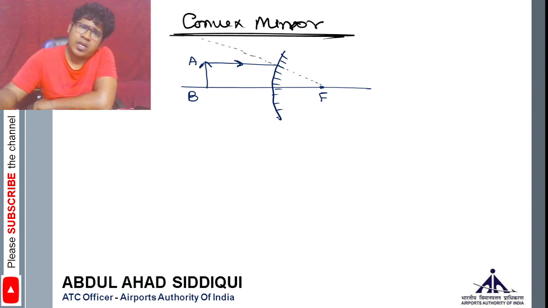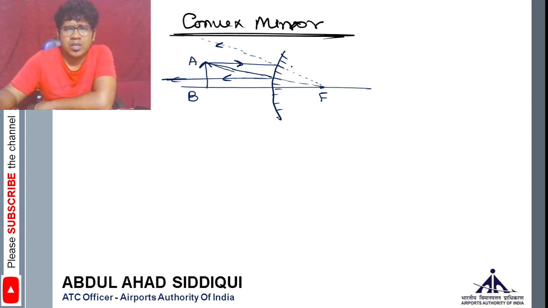Let's say a ray of light is directly going to focus. So after reflection, it will become parallel this way, right? So you can say both rays of light are diverging. See, this is diverging, right? So basically, when you extend them, they are intersecting here. So it means the image will be formed here, right?